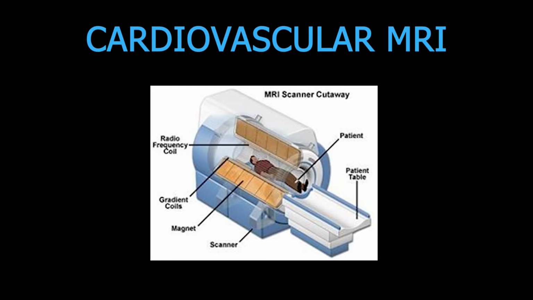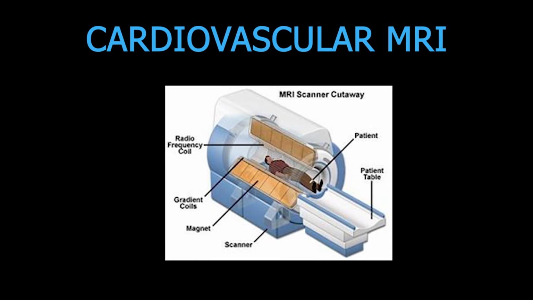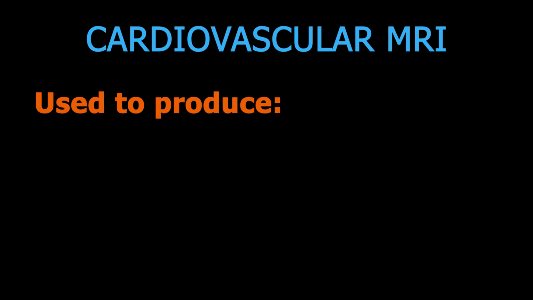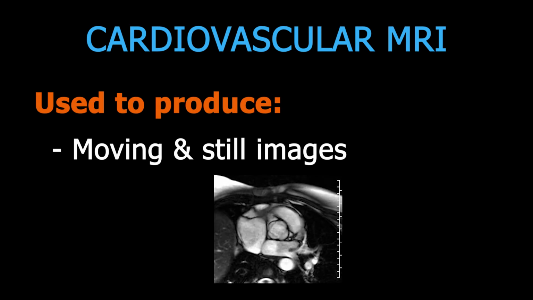Here we have cardiovascular MRI. It applies the same principle as magnetic resonance imaging, which uses magnetic fields and radio waves to form images of the body. It can be used to produce moving and still images, such as in the figure below.